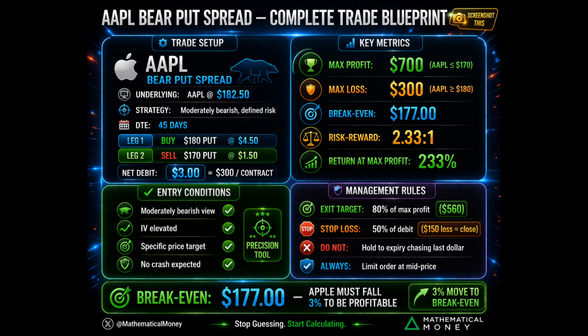Break even at expiry, $177. Risk reward, 233% maximum return on risk. Apple needs to fall 3% to reach break even. Downside target for maximum profit, 170 or below. Trade management. Consider closing at 80% of maximum profit if reached before expiry. That is $5.60 credit to close. Do not hold to expiry chasing the final dollar of a spread trade.